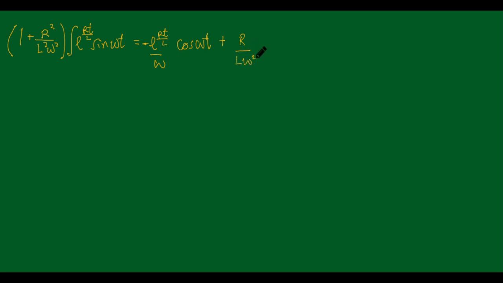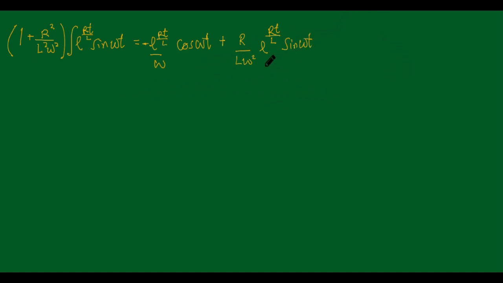So on collecting like terms, we have that 1 plus R squared divided by L squared omega squared multiplied by the integral of e raised to the power of Rt divided by L sine omega t is equal to e raised to the power of Rt over L divided by omega, right, there's a minus sign here, cos omega t, plus R divided by L omega squared e raised to power Rt divided by L sine omega t.